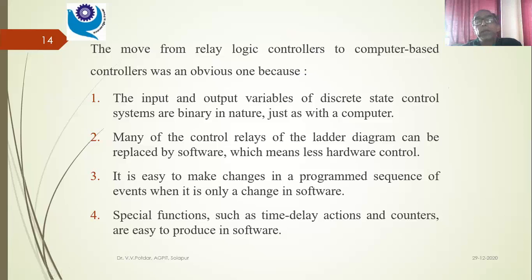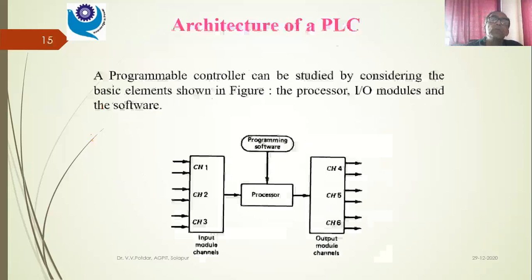The move from relay logic controllers to computer-based controllers was an obvious one. The input and output variables of discrete state control systems are binary in nature, just as with a computer. Many of the control relays of the ladder diagram can be replaced by software, which means less hardware control. It is easy to make changes in a programmed sequence of events when it is only a change in software. There are no hardware or hardwired changes required. Special functions such as time delay actions and counters are easy to produce in software.